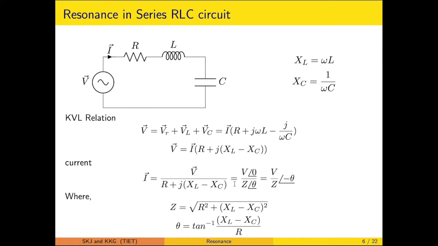The current in phasor form can be written as V angle 0 upon Z angle theta. Z angle theta is the polar form of representing the impedance. While writing Z angle theta, we have considered that XL is greater than XC. These are the expressions to define the impedance magnitude in ohms and the impedance angle theta.